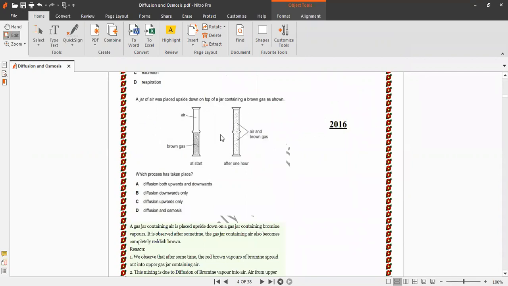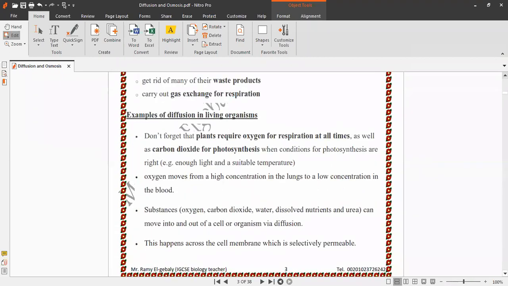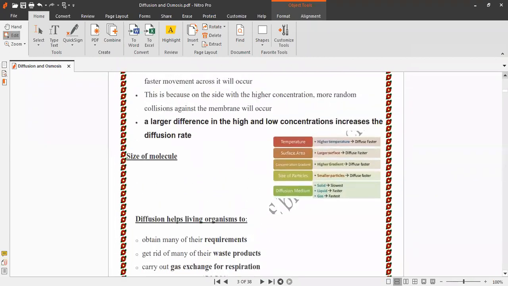Look at this picture. A jar of air was placed upside down on top of a jar containing brown gas, as shown. What happens here? The gas particles are in random motion. So particles of gas can move randomly with diffusion.